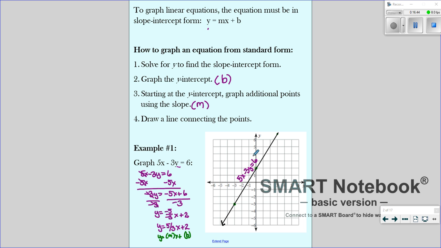Once you've plotted your points, connect the points, draw the line, put the arrowheads, and label it with the original equation. If you started off with a standard form equation, use that to label your line. If you started off with the slope-intercept form, y equals mx plus b, then use that. Whatever equation you started off with is the original, and you use it to label your line.